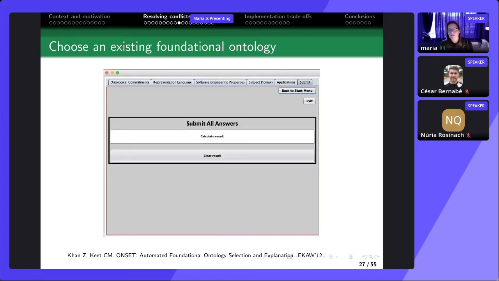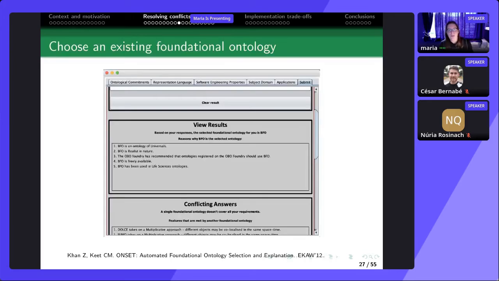In the end, you submit the answers that you have given. It will compute the results: what, given your requirements, would be the foundational ontology that best meets your requirements.